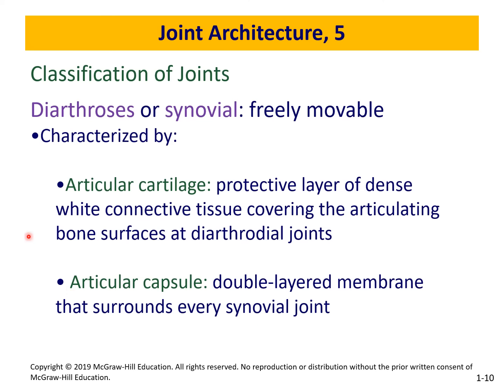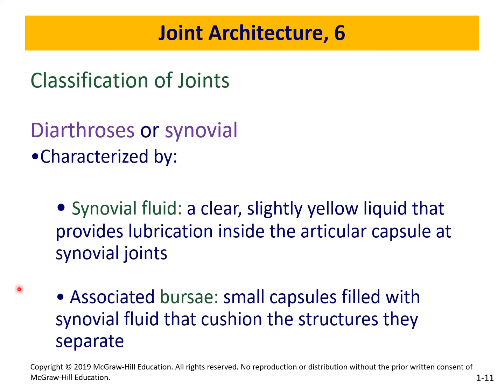So we have something called articular cartilage, which are protective layers of dense white connective tissue covering the articulating bone surfaces. And we're going to talk about the problems that the cartilage is facing. Arthritis, that medical problem, is because of loss or damage of cartilage. We have the cartilage itself between the joints, but we also have something called the articular capsule. All of these synovial joints have a capsule around them that is shielding them, characterized by synovial fluid.